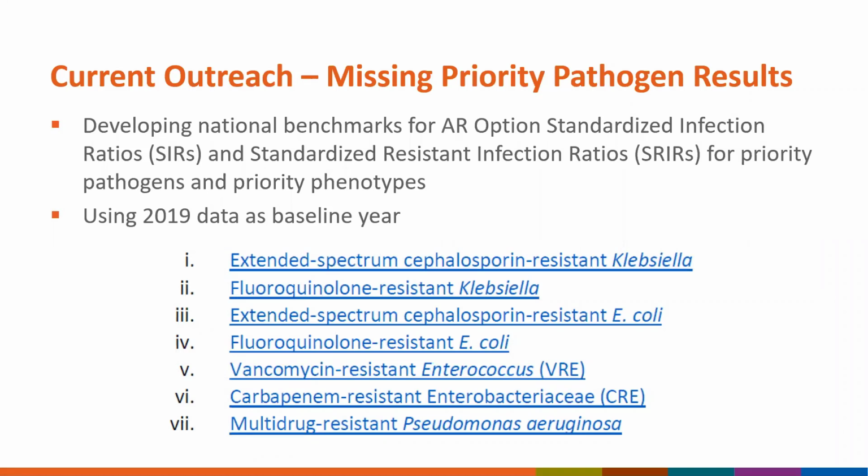We are currently conducting facility outreach for missing AR option priority pathogen susceptibility results. Our team is currently developing brand new national benchmarks for the AR option, including standardized infection ratios, or SIRs, as well as standardized resistant infection ratios, or SRIRs. We plan to create these benchmarks for the 7 priority phenotypes listed on the slide using 2019 data as our baseline.